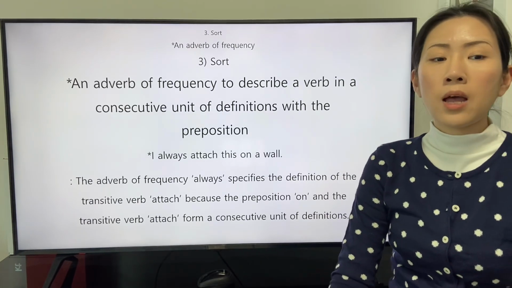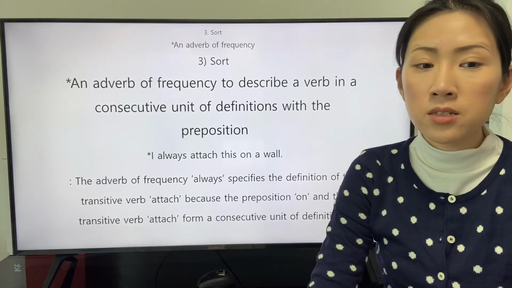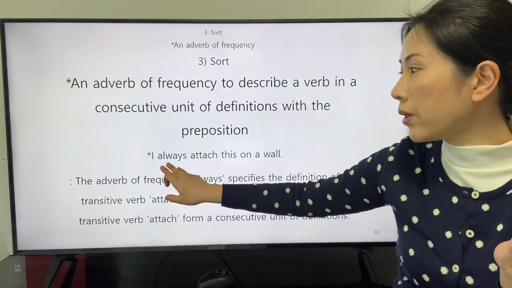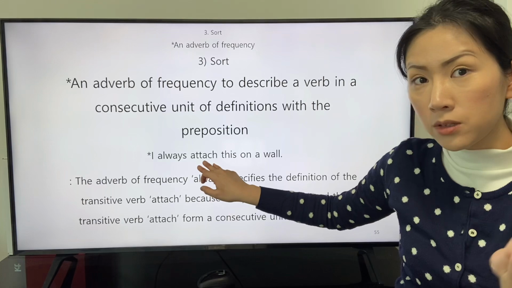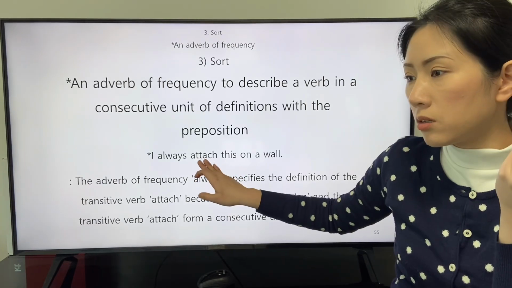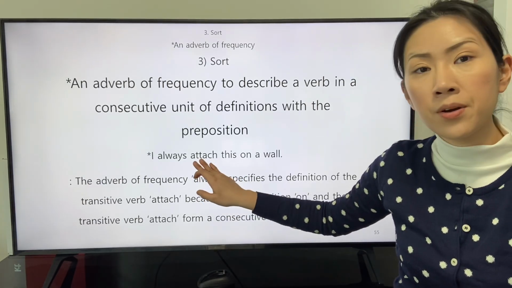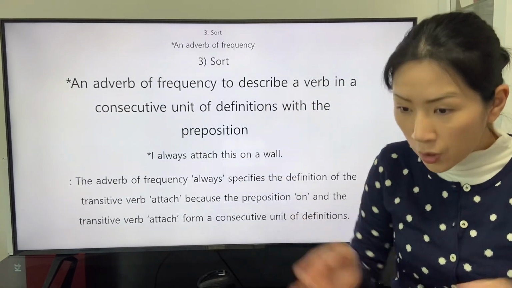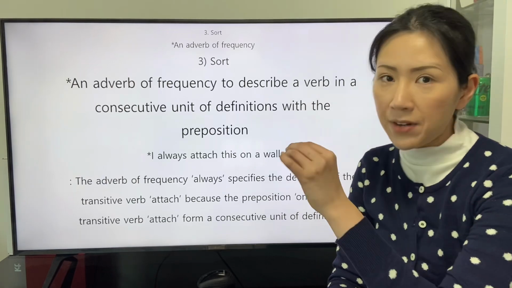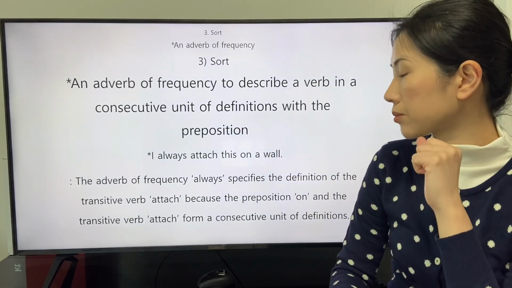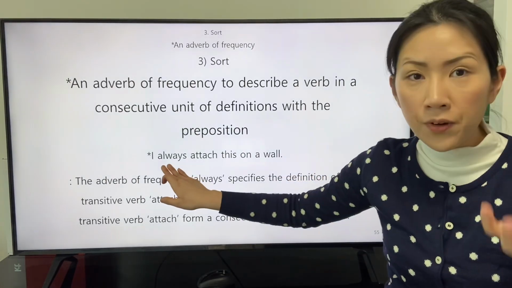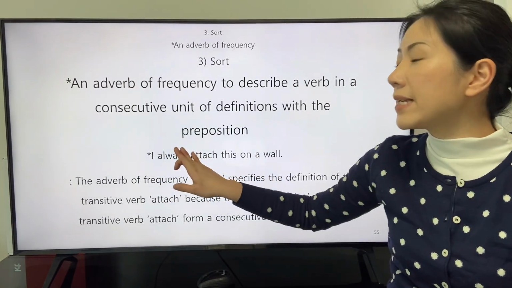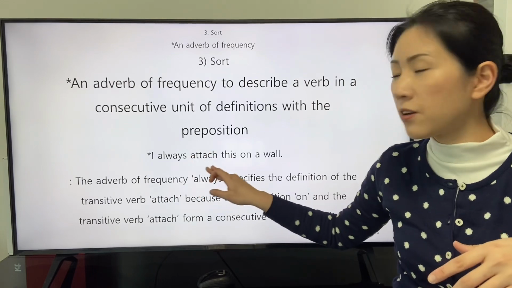There is a clause. I always attach this on a wall. The adverb of frequency always describes the definition of the transitive verb attach because the transitive verb attach and the preposition on form a consecutive unit of definitions. So the adverb of frequency always describes the definition of the preposition on indirectly via the definition of the transitive verb attach.